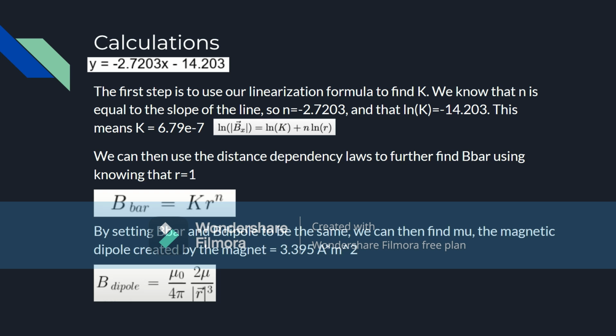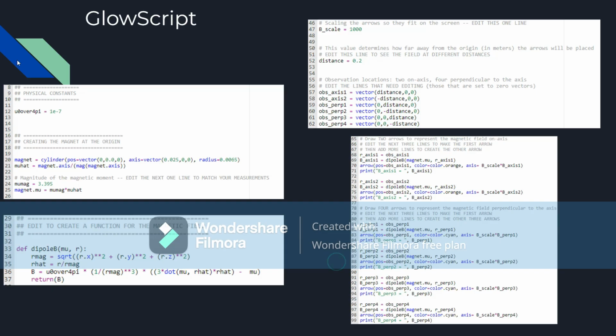We can then use the distance dependency laws to further find B bar using r equals 1. By setting B bar and B dipole to be the same, we can then find mu, the magnetic dipole created by the magnet, which is equal to 3.395 amps per meter squared.